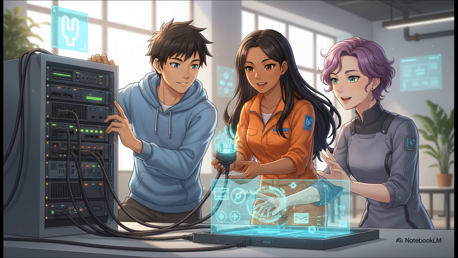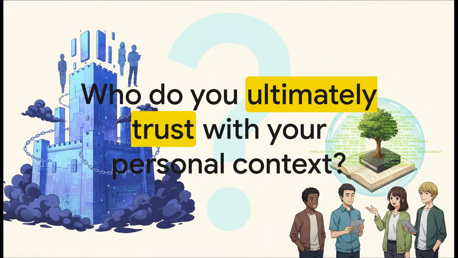Seriously, 5 minutes. As we wrap up this explainer on defensible local architectures, I want to leave you with a pretty provocative question. Who do you ultimately trust with your personal context? Think about it. When we rely on AI to act as a true coworker, reading our emails, summarizing our meetings, understanding our complex professional relationships, the data it generates is intensely personal and highly valuable.